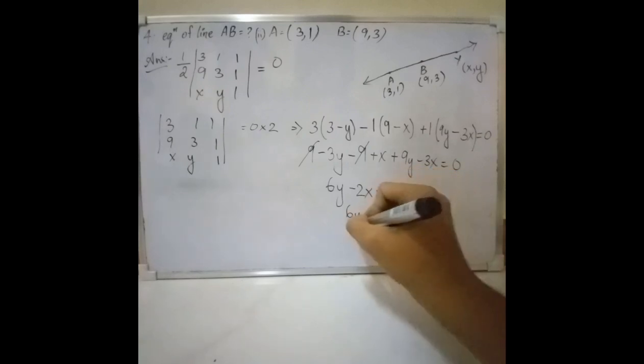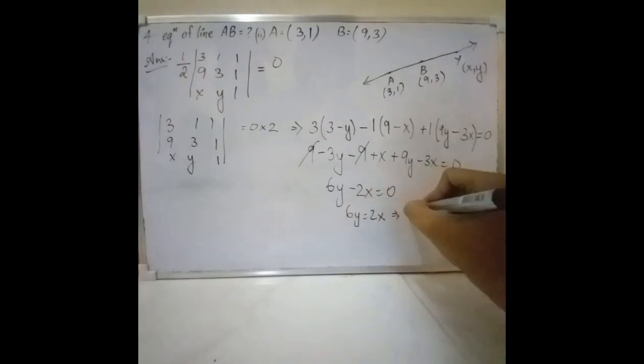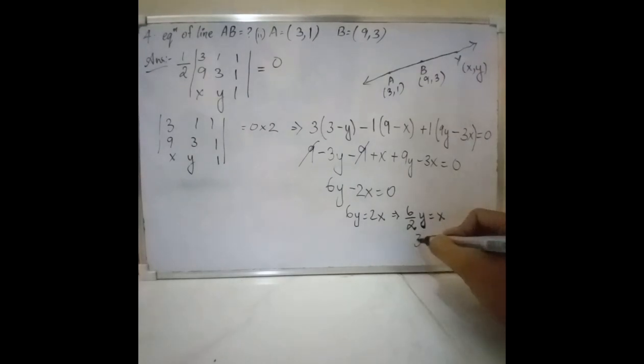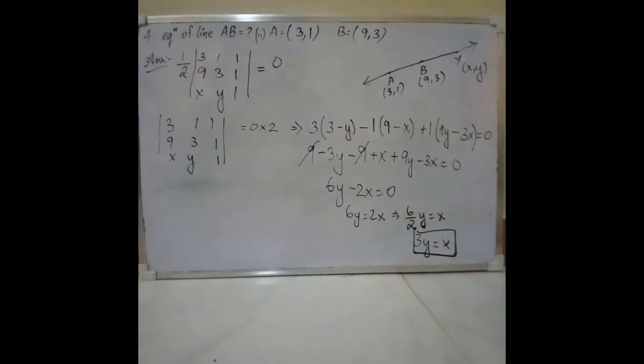Now you can divide by this 2 here. 6 by 2, 3y is equal to x. This is the required equation. You can also write it like x minus 3y is equal to 0 or x is equal to 3y. All are correct answers.